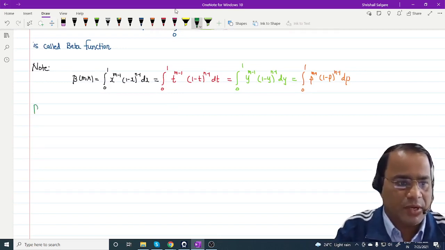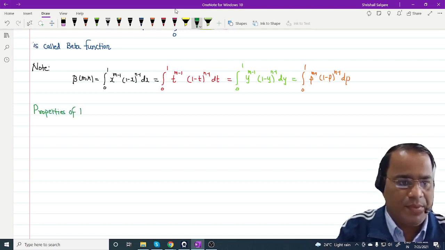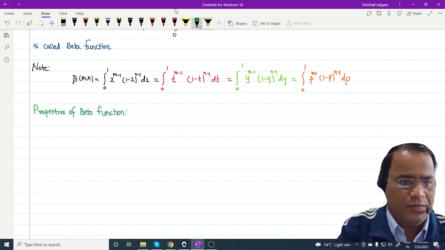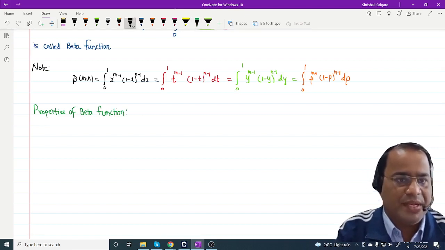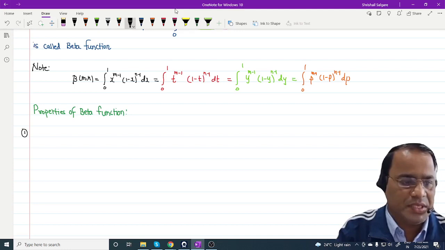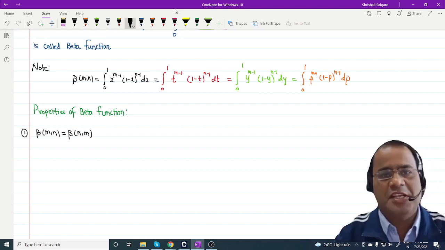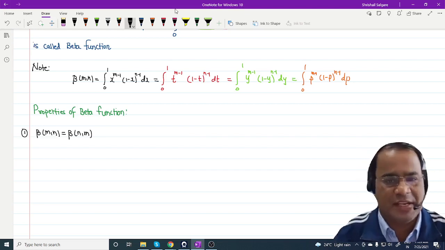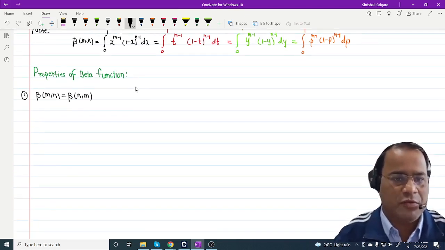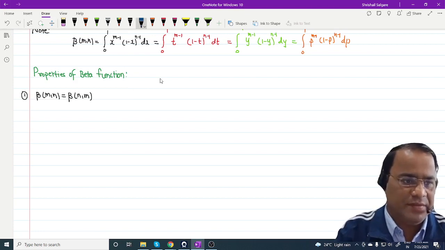In the same manner, as for gamma, we now see the properties of beta function. The first property says that beta of mn is equal to beta of nm. Means if you change the role of m and n, the evaluation of the integral is the same. Suppose you want to prove this. I will start with the definition. By definition, actually this part is not expected, but still I am taking.